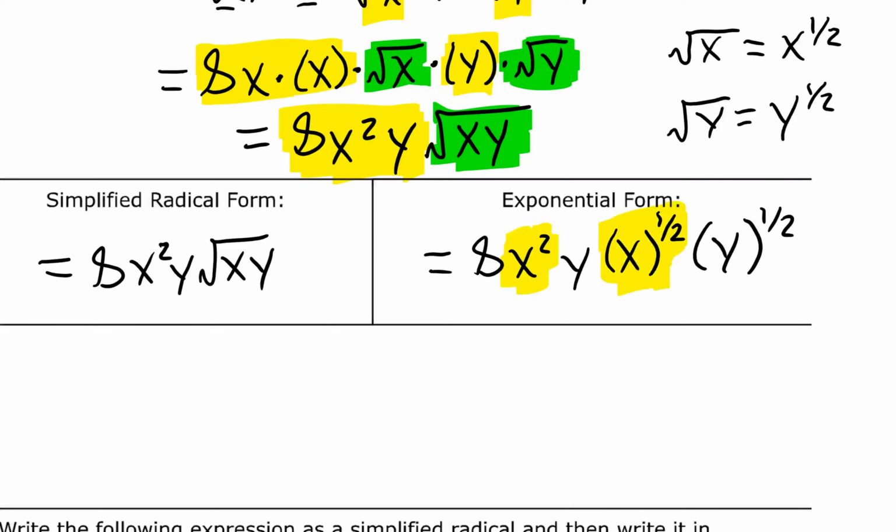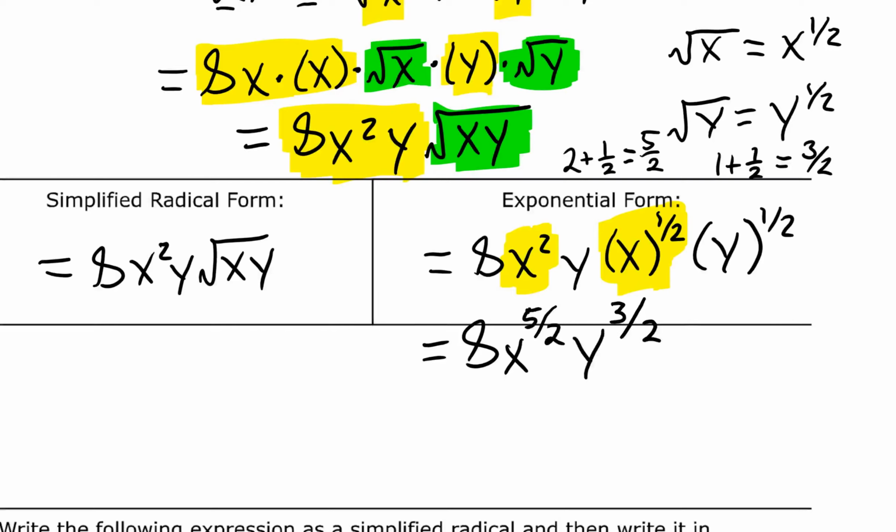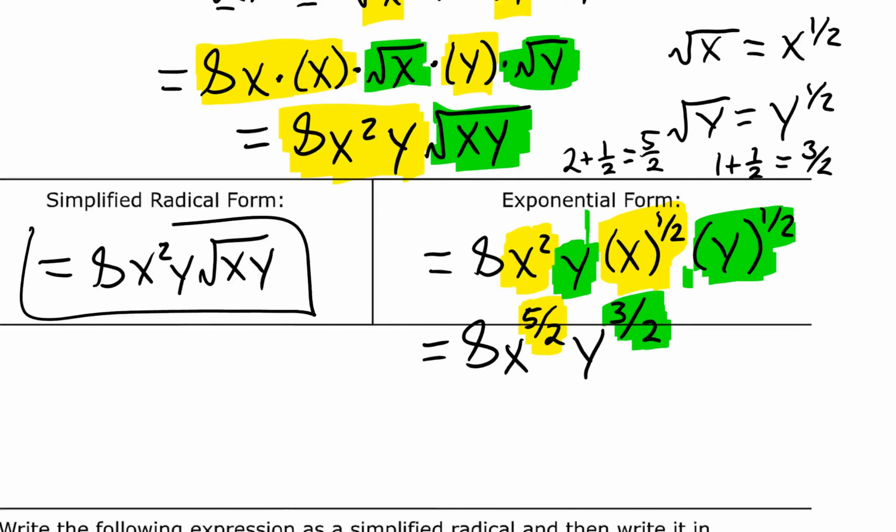Okay. For example, 2 plus 1/2 is 2.5, which is just 5 over 2. And let's see, 1 plus 1/2 is 1.5, which is 3 over 2. So we can actually rewrite this as 8 times x to the 5 over 2 times y to the power of 3 over 2 by adding up those exponents. So these exponents got added together to 5 over 2, and this exponent of 1 got added together with 1/2 to get 3 over 2. So these would be the two solutions.